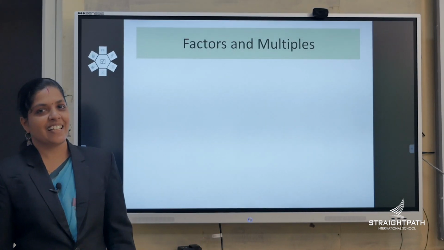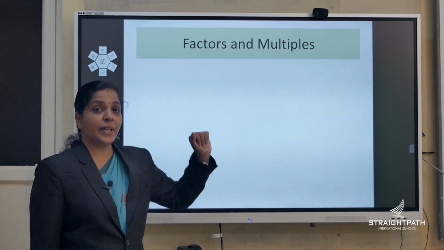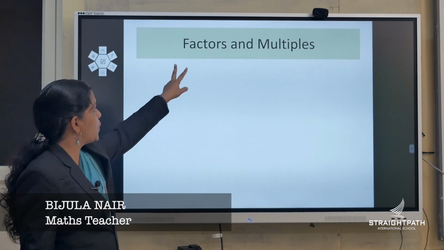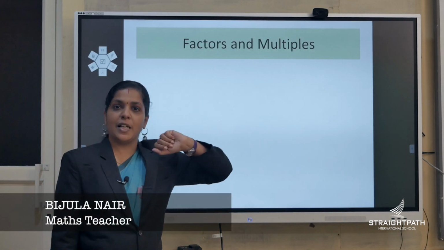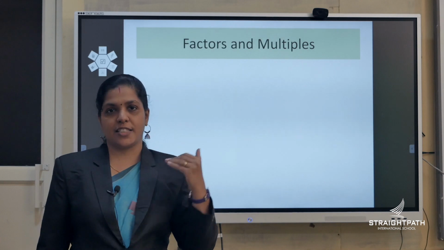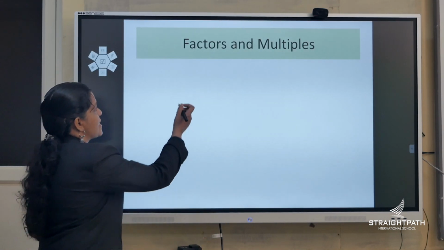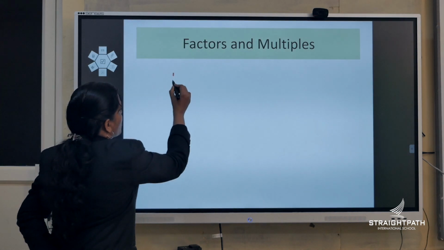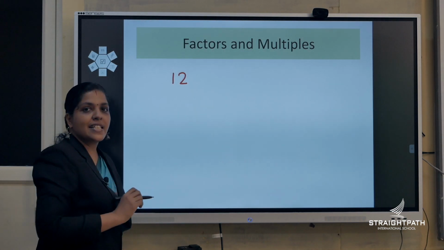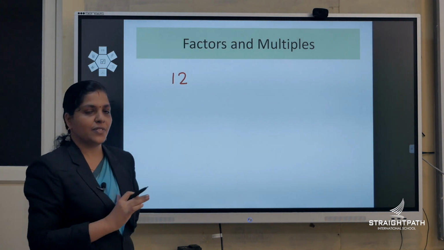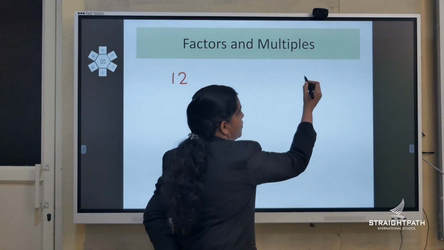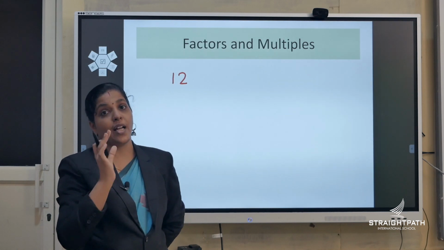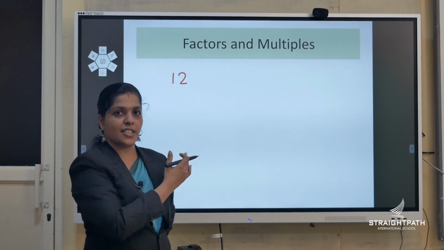Shall we start? So today's topic is factors and multiples. There are two headings here, factors and multiples. First we will see what are factors. I'll take an example of 12. We will see which are the factors of 12. For that, first we will see which numbers, when we multiply, give us 12. We are going to find the factors of 12.